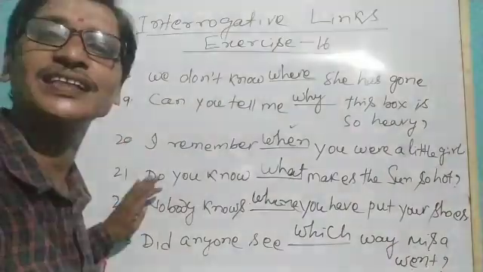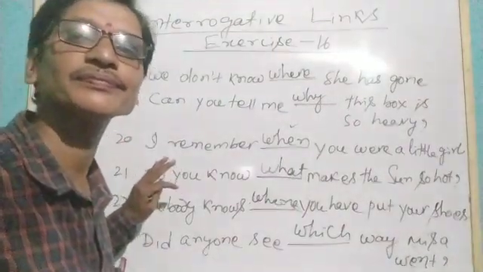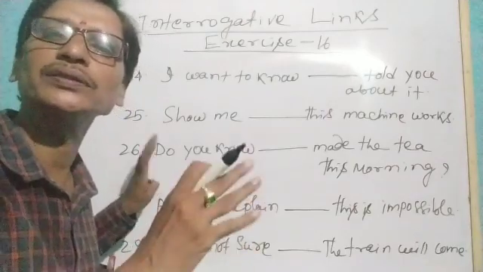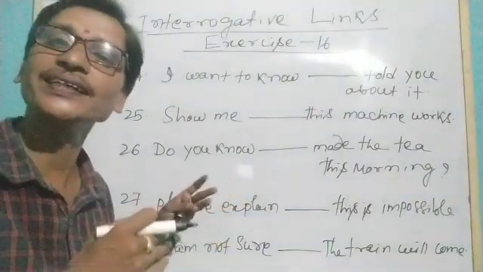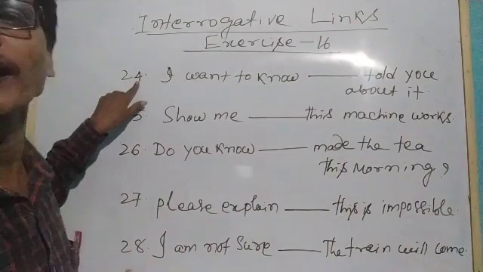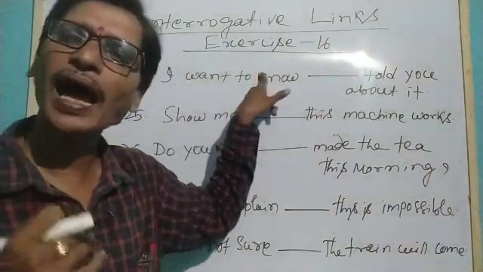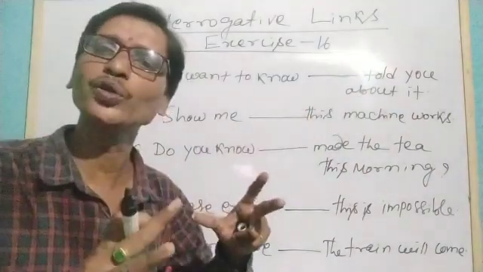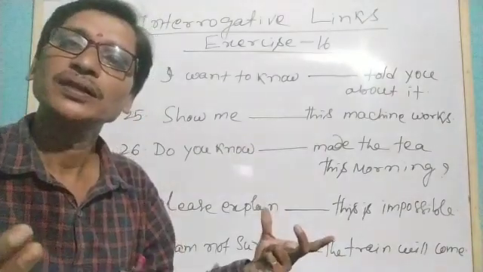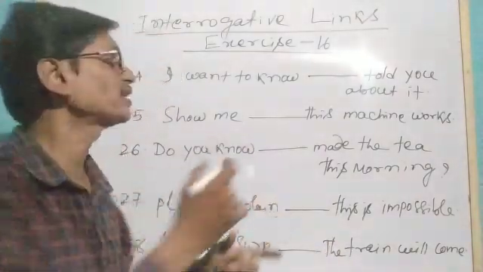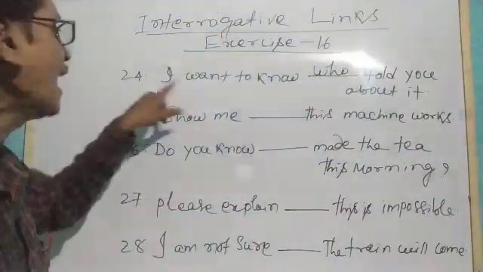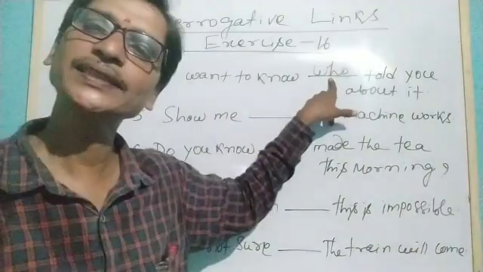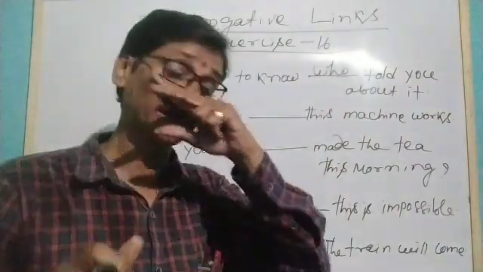Let's understand some other such statements of exercise 16. Now see the other statements over here. We will use interrogative links, the words, to fill in the blanks, understanding their use. Okay, so here 24, I want to know, dash, told you about it. When something is told to you, it is told by a person. So to know about the person, we can use who. I want to know who told you about it. So the interrogative link who is used in this blank to make the link between the phrases.